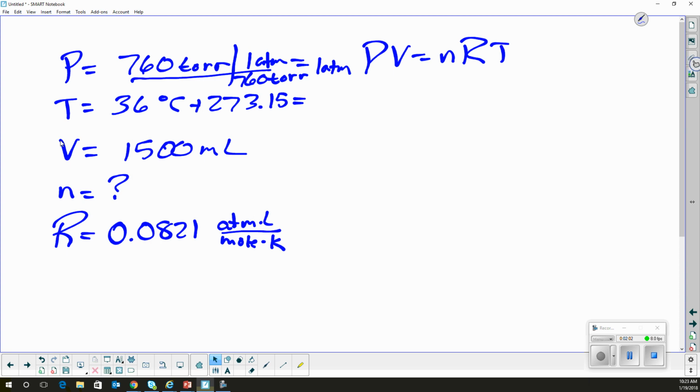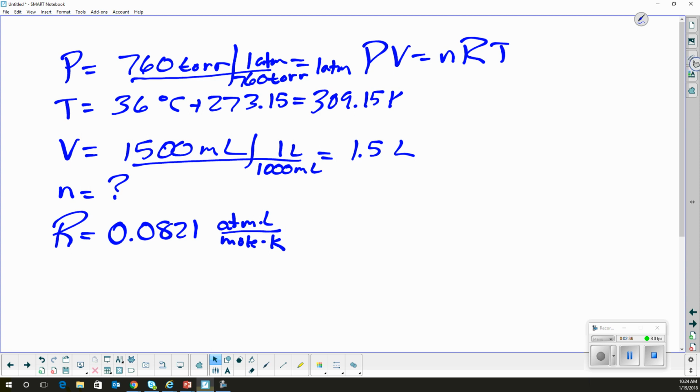Okay, so the other thing we need is liters, so we're going to change milliliters to liters. There's 1,000 milliliters in 1 liter, so 1.5 liters. Did anybody add that other one up? The 736? Yeah, this. Should be like 309.15? Yeah, 309.15 Kelvin.